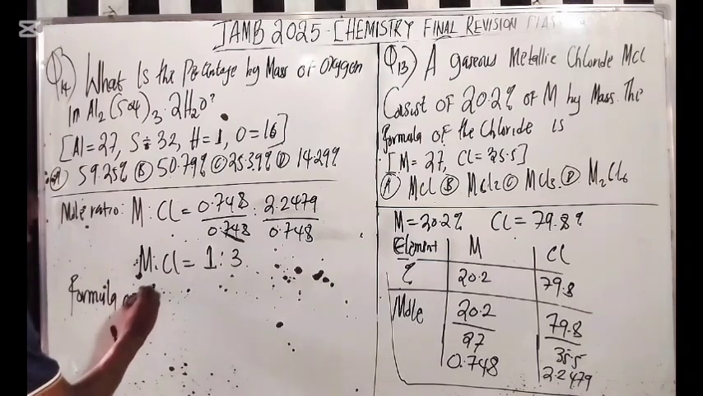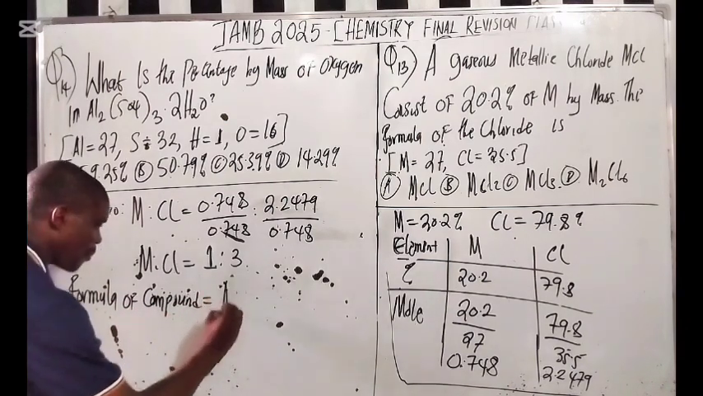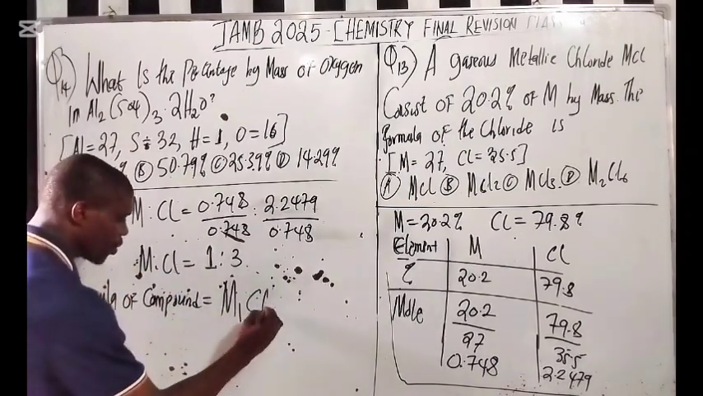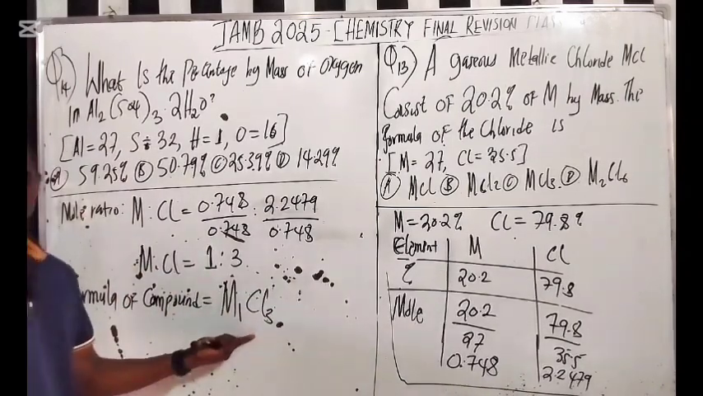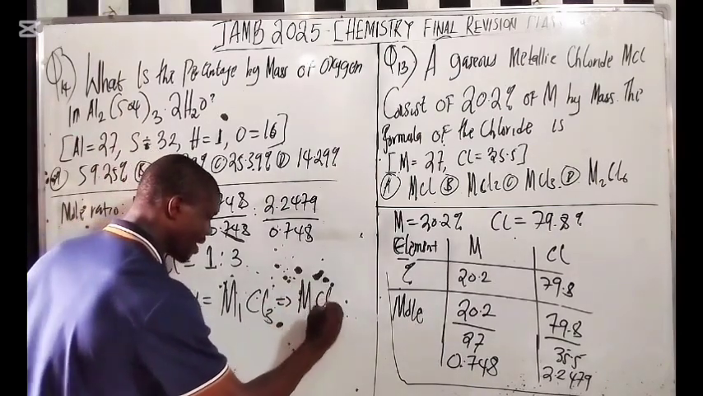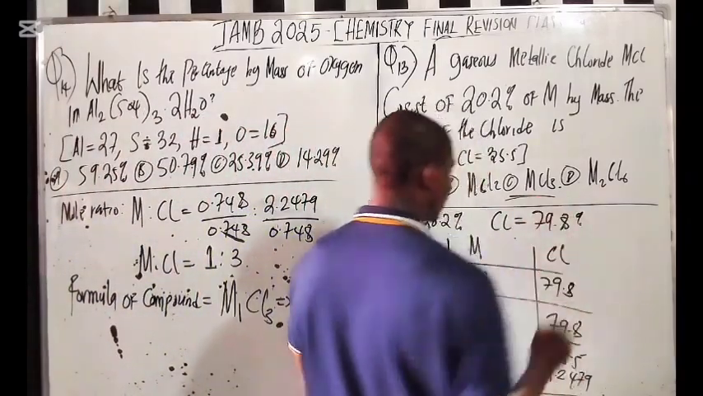formula of compounds is equal to what? M1, right? Because M is going to be 1. Then Cl what? 3. It's okay. But we can ignore the 1. So you now have MCl what? 3. So what is the answer here? C. C is what? Is the option.